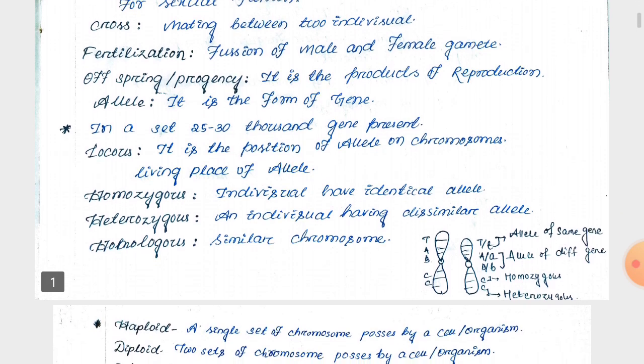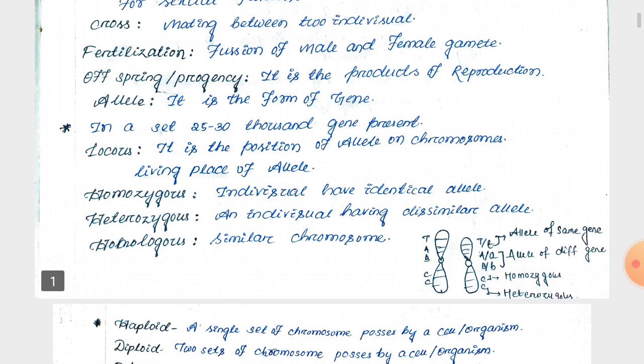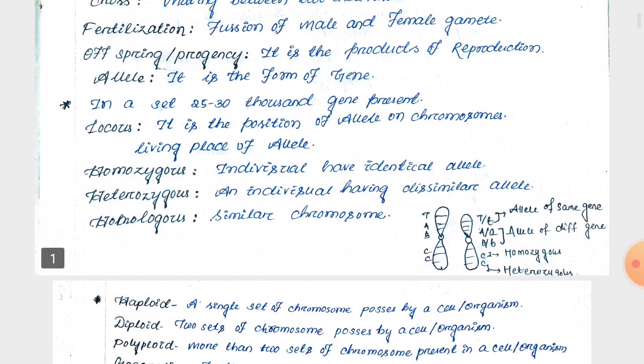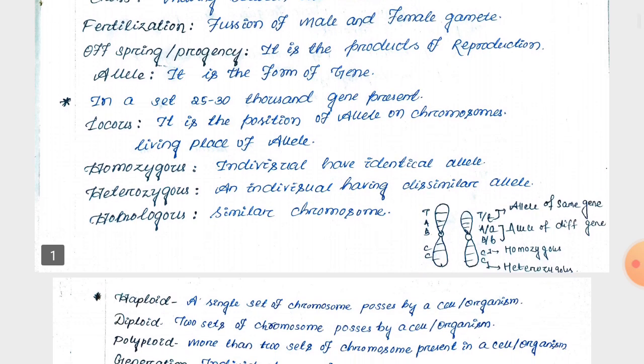Now what is a cross? A cross is the mixing of two individuals. This is called a cross. Let's say a sperm fuses with an ovum. This is called a cross. And what is fertilization? Fertilization is the process of fusion of two gametes. It's a kind of process, right? And you may find the difference: a cross is the mixing, and fertilization is the fusion of both male and female gametes.